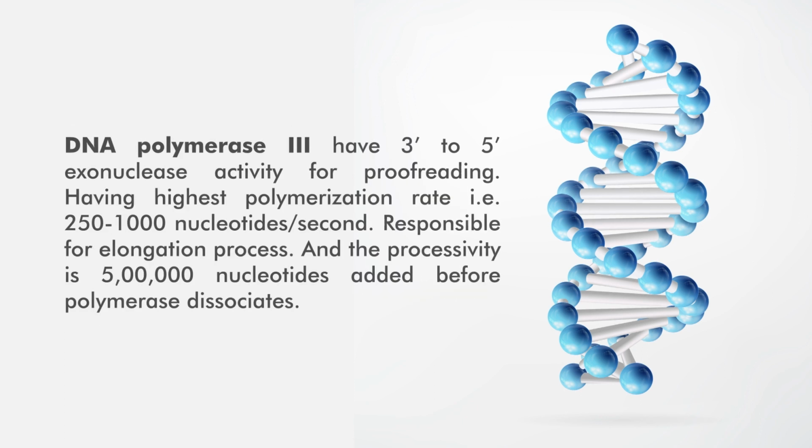The last enzyme, DNA polymerase III, has 3' to 5' exonuclease activity for proofreading, and has the highest polymerization rate, 250 to 1000 nucleotides per second. It is responsible for the elongation process, and the processivity is 500,000 nucleotides added before the polymerase dissociates.